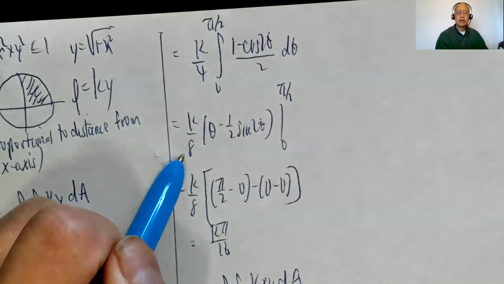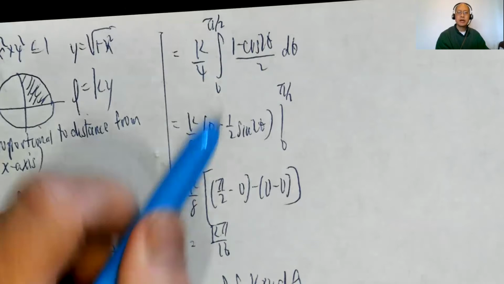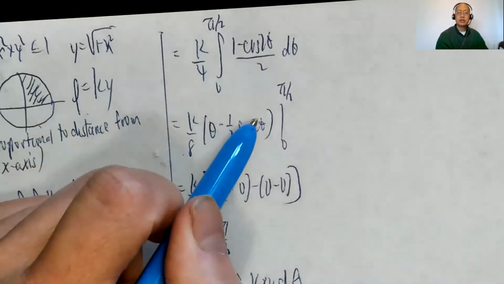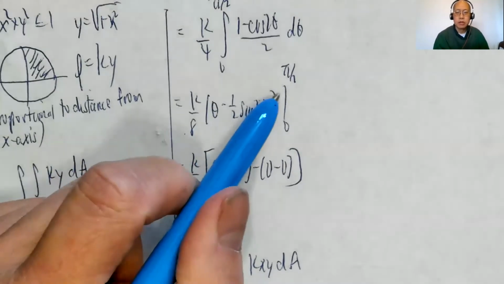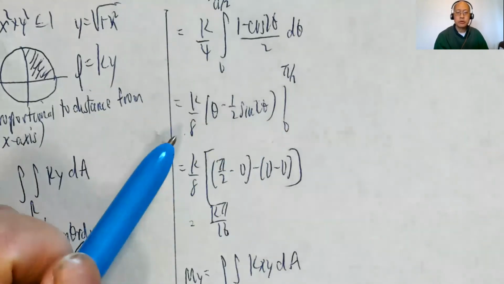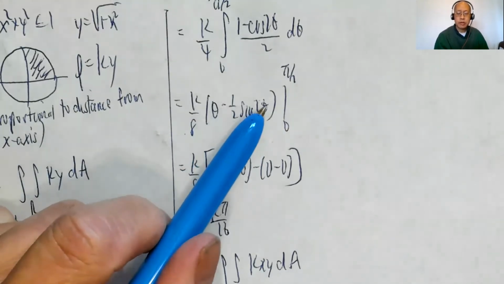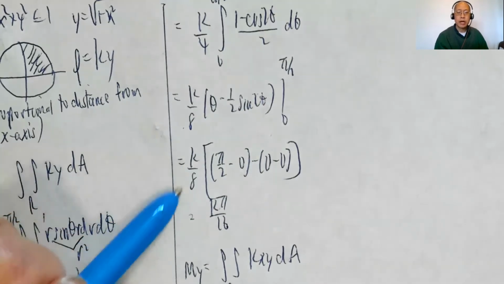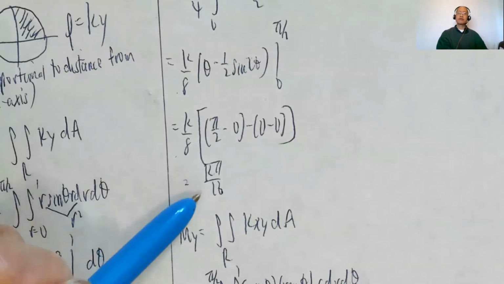This becomes k over 8. Integral of 1 is theta. Integral of negative cosine 2 theta is negative sine 2 theta times a half by the chain rule. From 0 to pi over 2, plug in 0, you get 0. Plug in pi over 2. If I plug pi over 2 here, I'm taking the sine of pi, which is 0. So the only thing of substance is here. So k over 8 times pi over 2, k pi over 16.